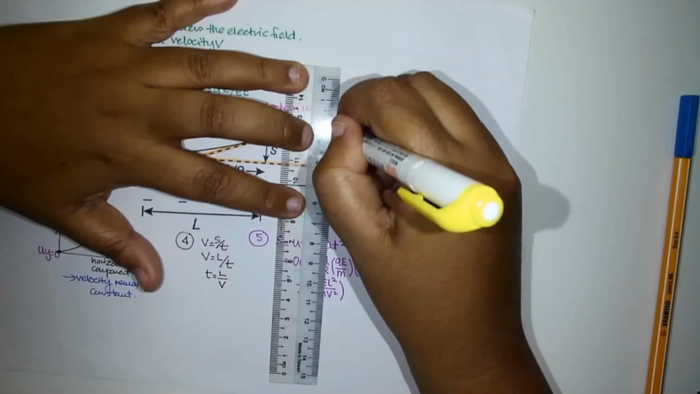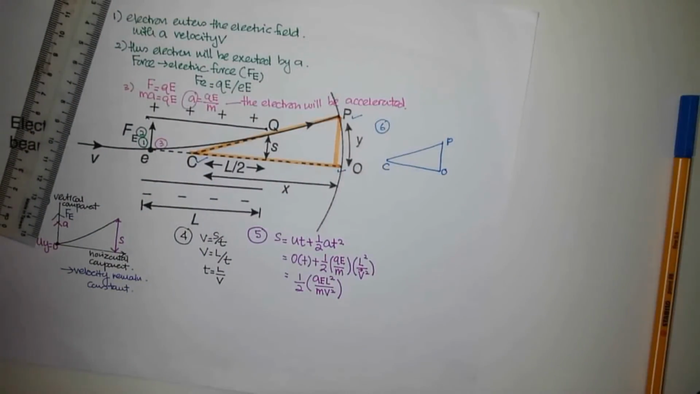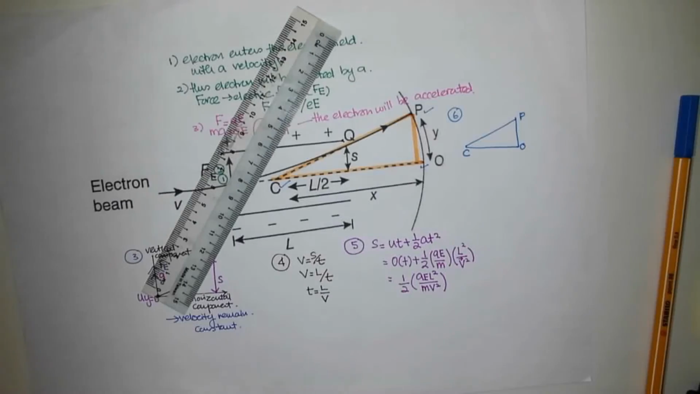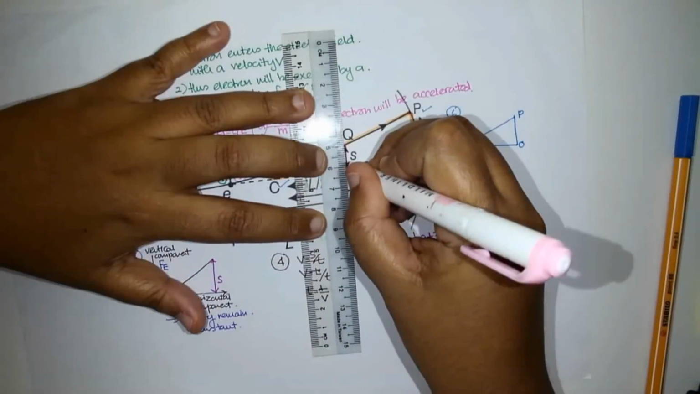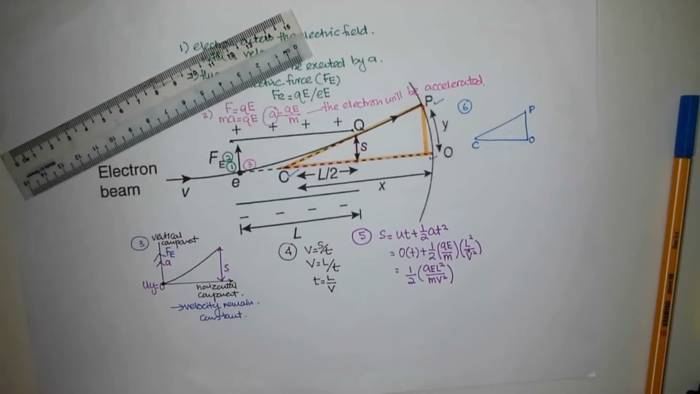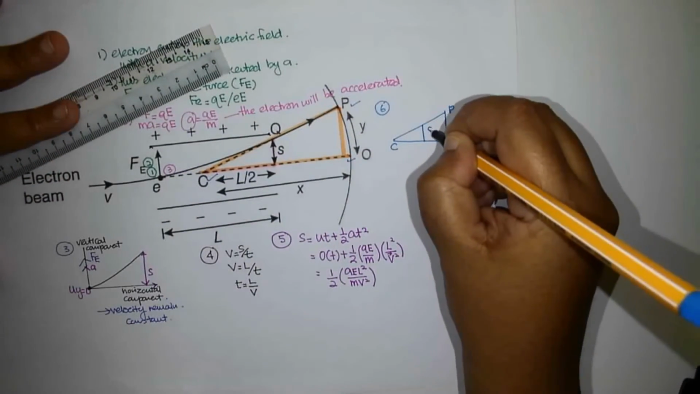And then we have another triangle which is the same color. Okay, can you see that? Alright, so here there's another triangle here which is S.